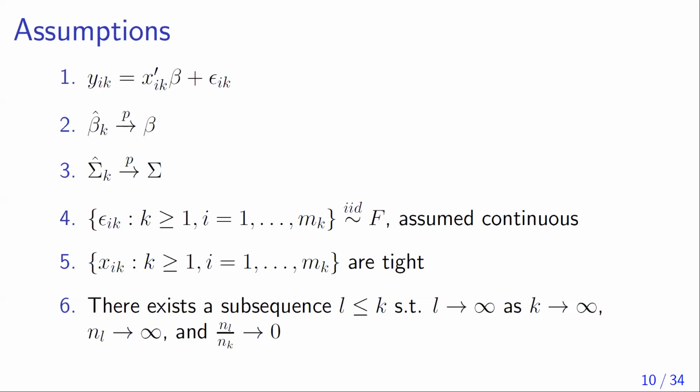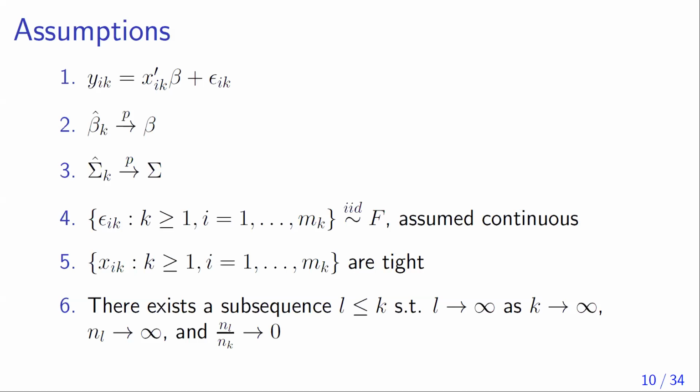We also make assumptions about the error component itself, that each error component, epsilon_ik, is IID from F, the distribution function for the errors, and we assume that's continuous. We also make an assumption that our vector of covariates, each x_ik, are tight.